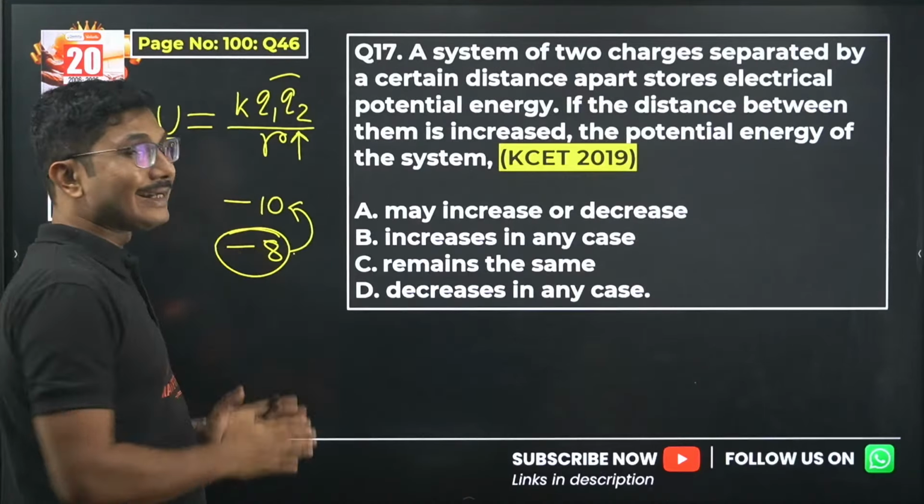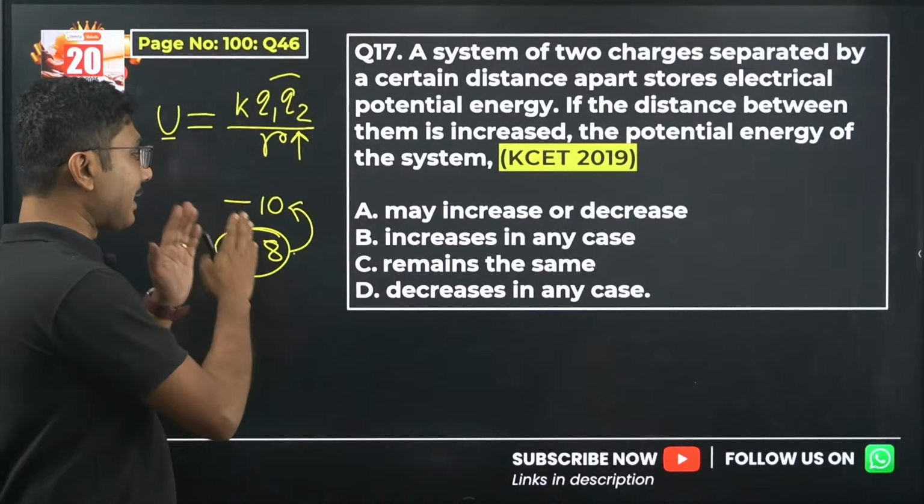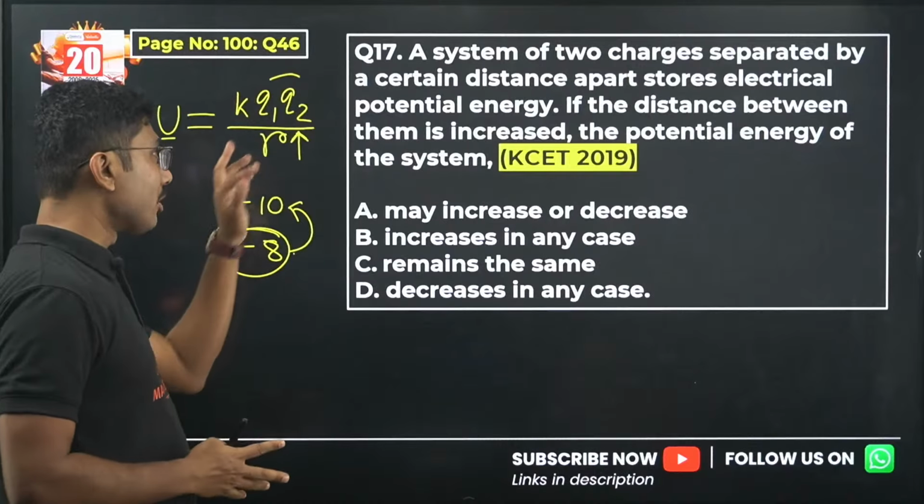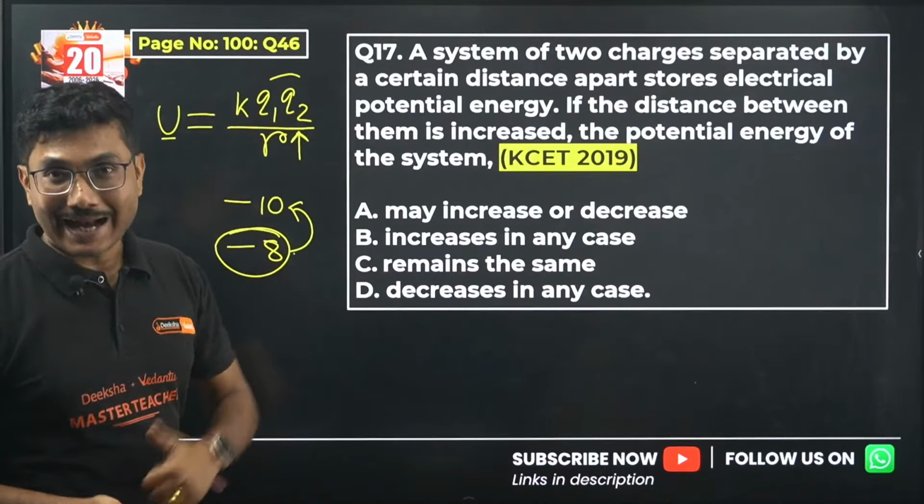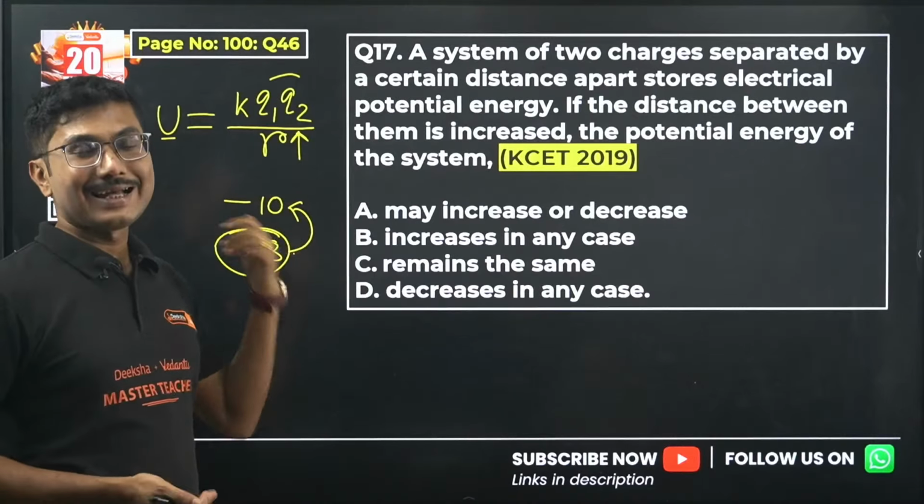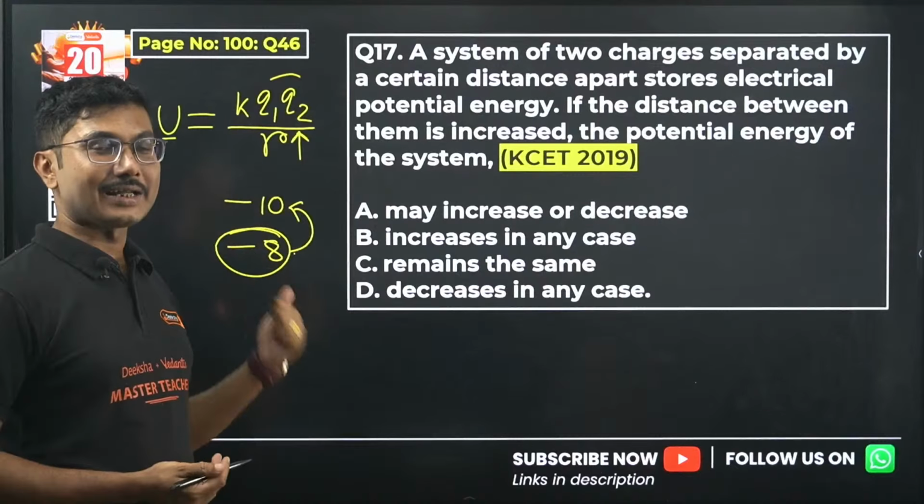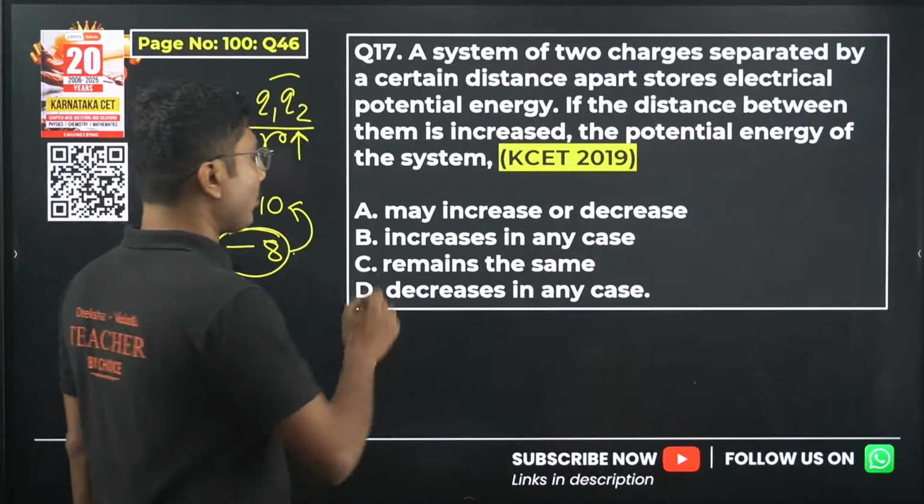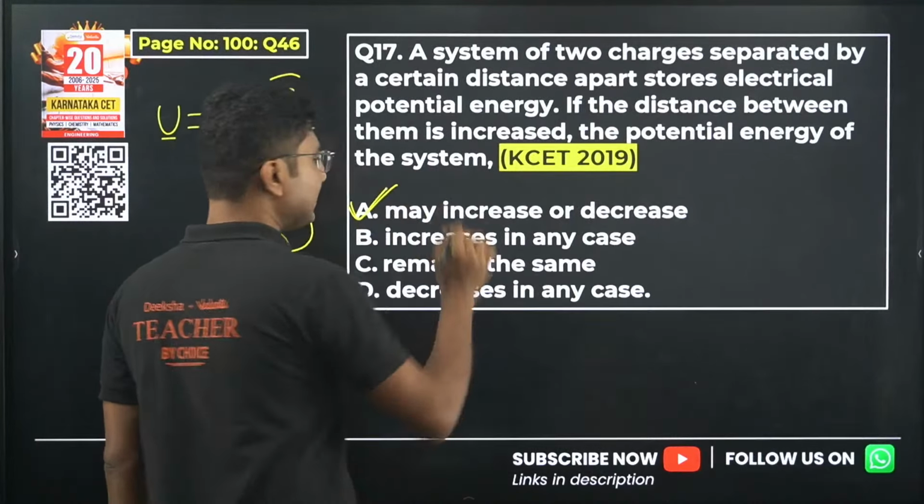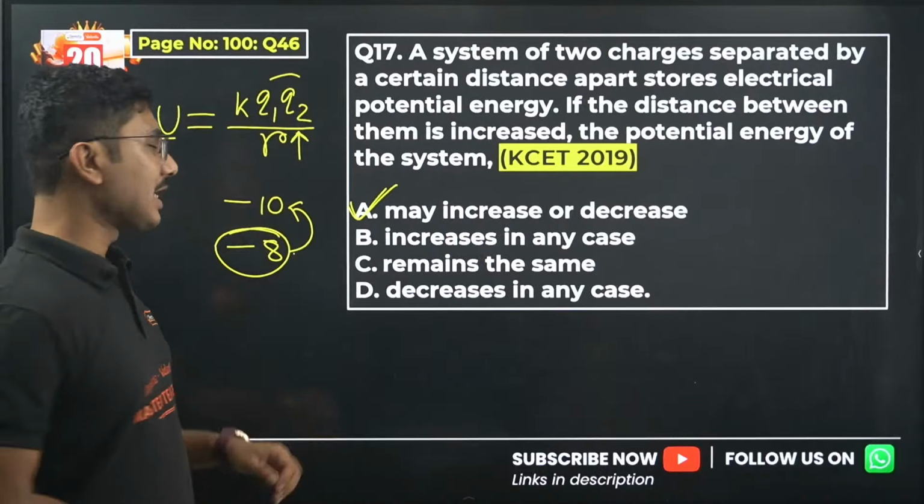Even though the magnitude is decreasing, because of the opposite nature of the charges, it can increase, it can decrease. If the charges are like, then it will decrease. If the charges are unlike, then it will increase. So it may increase or decrease depending upon the type of the charges.